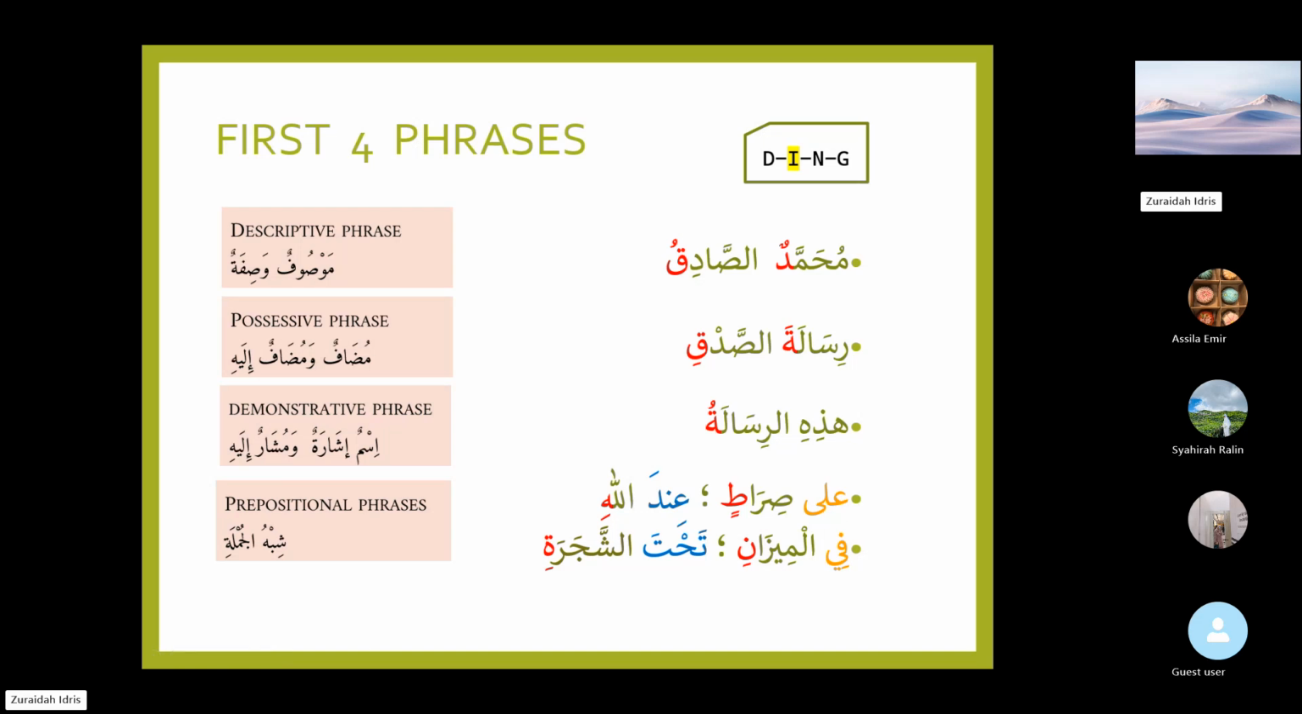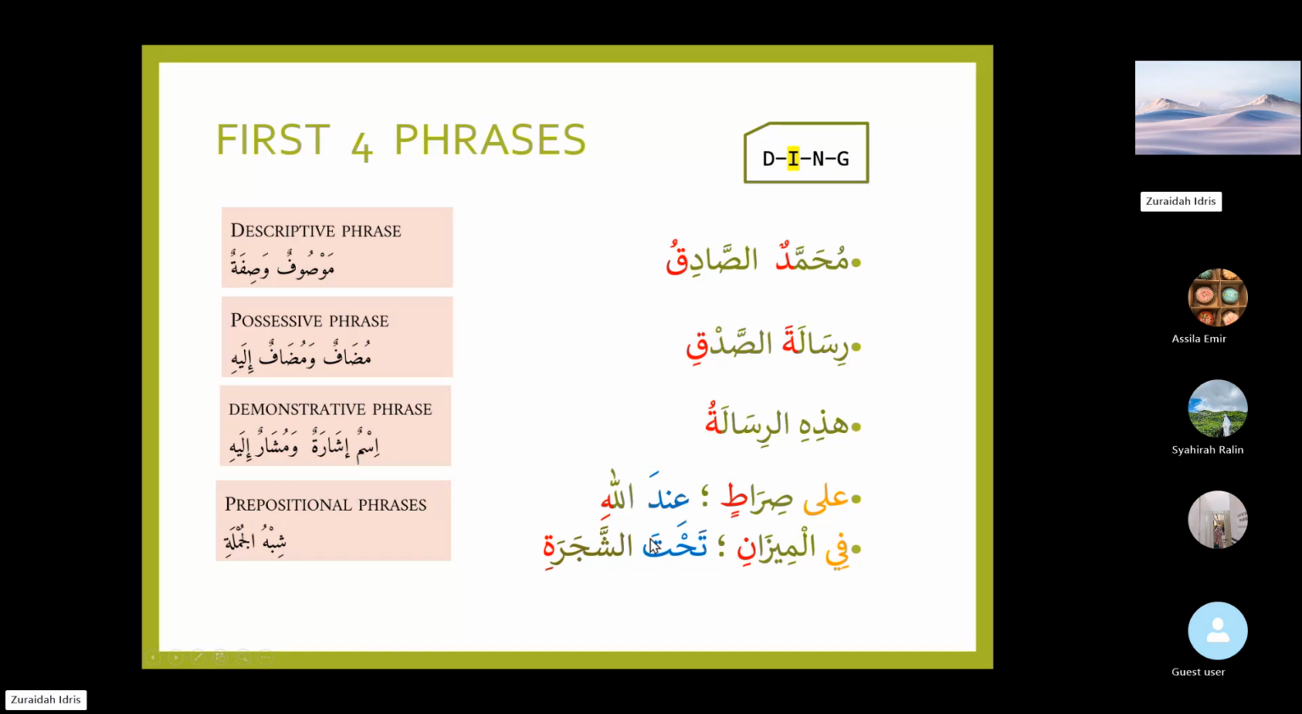I was actually looking at, is this a harf or an ism? Oh, it's harf. Is this a harf or an ism? No, this is ism. This is the big difference. This is a harf, these are isms. But we still consider them as prepositional phrases. And what are prepositional phrases? A group of words that can replace a noun. So ala sirat, fil mizan, indallahi, tahta shajara.